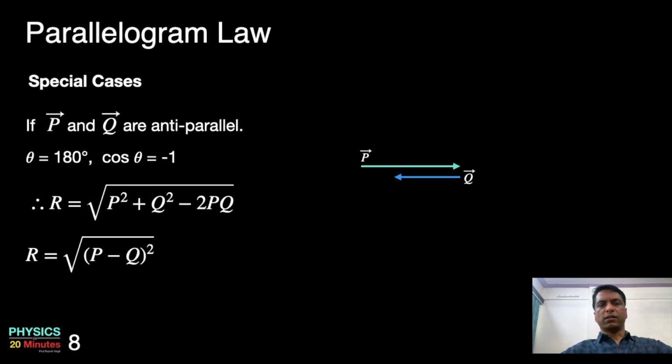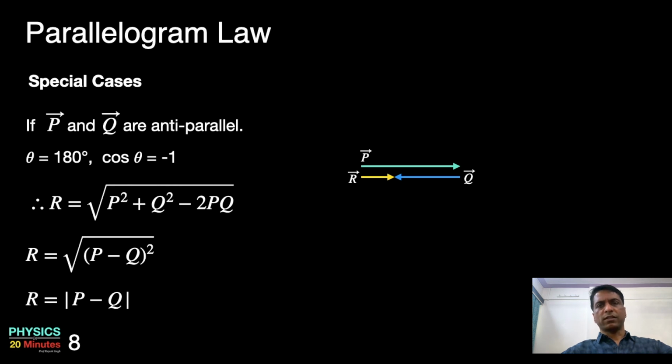Therefore R is equal to root of P minus Q the whole square, and R can be written as mod of P minus Q. Mod of P minus Q means you have to subtract the smaller value from the larger value. Here the direction of R will be decided by the larger of the two vectors. So in this example P is larger than Q, therefore R is pointing towards right, same as P.